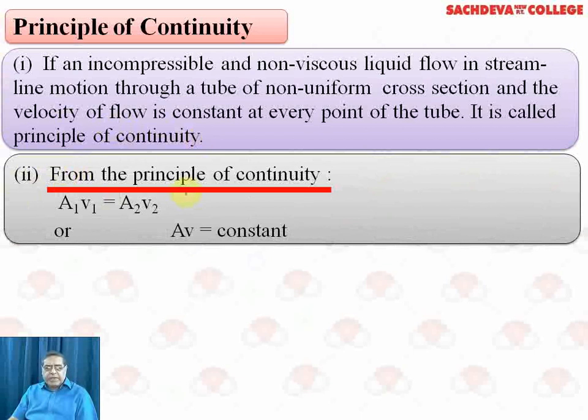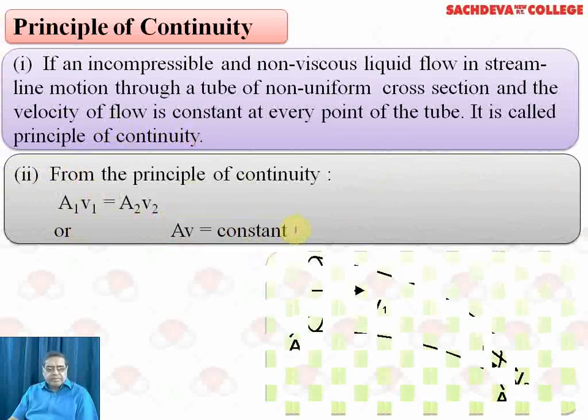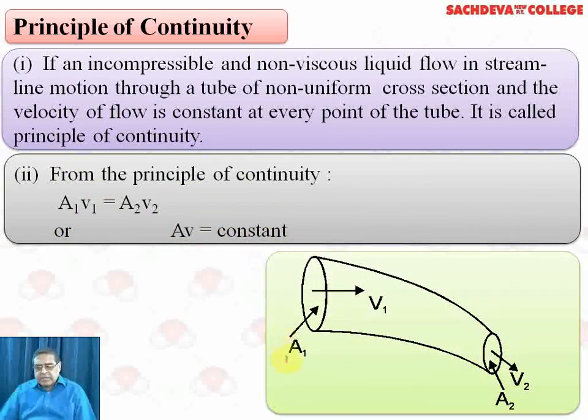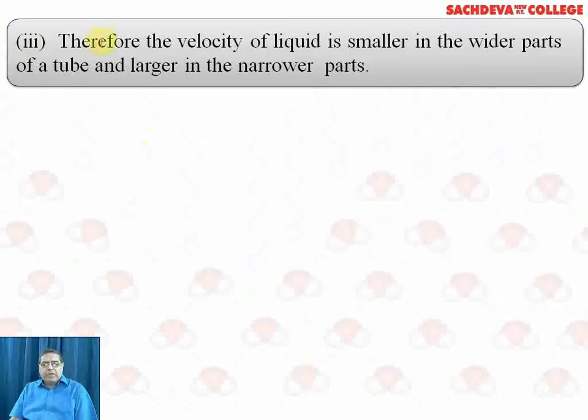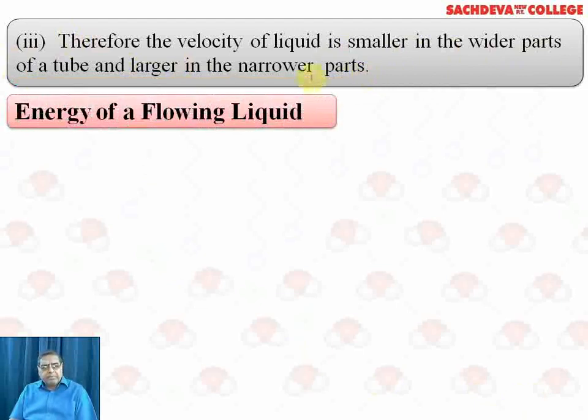From the principle of continuity, A1 V1 must be equal to A2 V2, and AV remains constant. So it is shown here, there is a cross-sectional area. For the bigger portion it is A1, for the smaller portion it is A2. When the liquid is flowing in the bigger portion, velocity will be less, but when the water is flowing in a portion of less area, we find that its velocity will become more. So the product A1 V1 will always remain constant. The velocity of liquid is smaller in the wider parts of the tube and larger in the narrower parts. It is seen in the previous diagram.